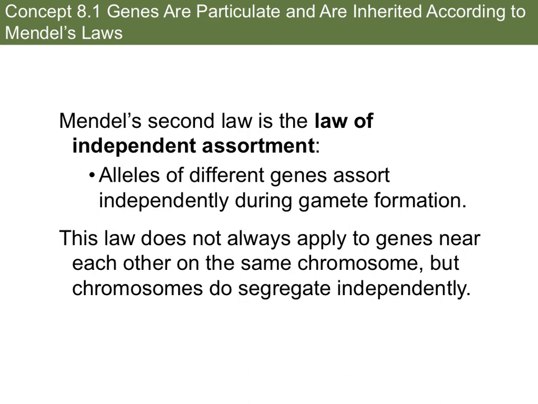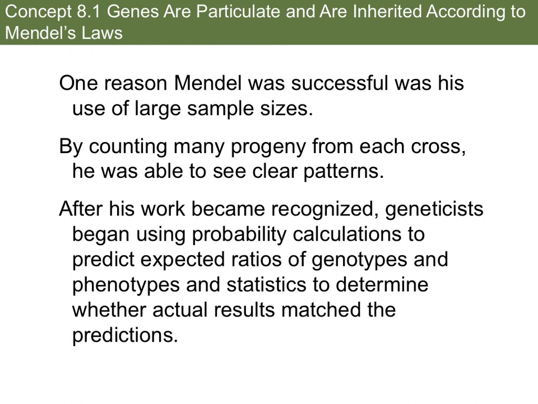The alleles of different genes sort independently during gamete formation. In other words, just because you inherit one trait doesn't guarantee you're going to inherit another trait. This law does not always apply to genes near each other on the chromosome, but the chromosomes do segregate independently. We are going to talk about examples of traits or characteristics that do not always follow independent assortment. One reason Mendel was successful was his large sample sizes. By counting many progeny from each cross, he was able to see clear patterns.